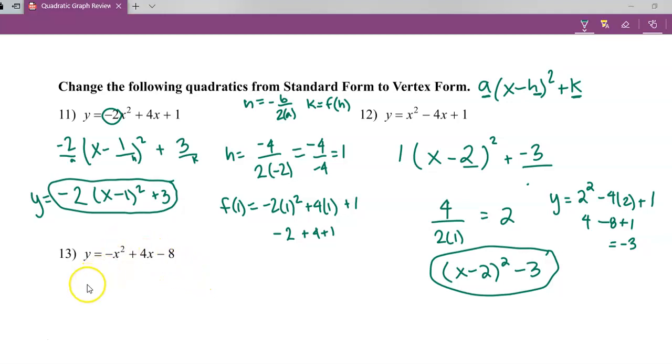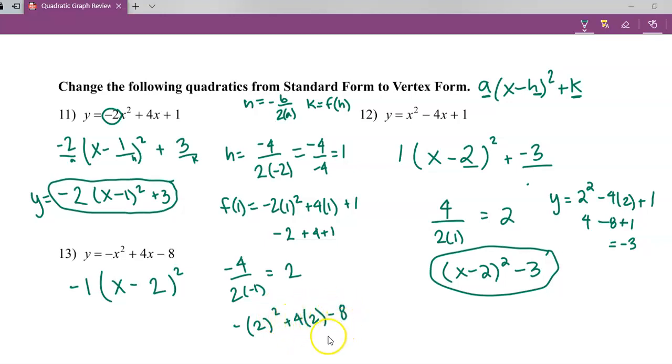Okay, again, one more time. Here we have negative 1 out front. That's our a. H is negative 4 over 2 times negative 1, or 2. And k is equal to this function evaluated at 2. So negative 2 squared plus 4 times 2 minus 8. We get negative 4 plus 8 minus 8, which is negative 4. So negative 4 out here for y, and there's the vertex form.